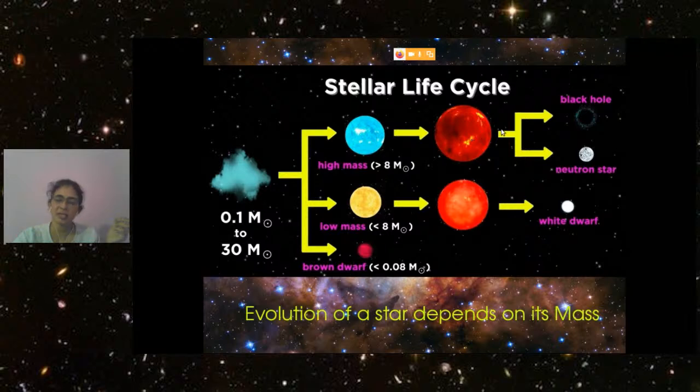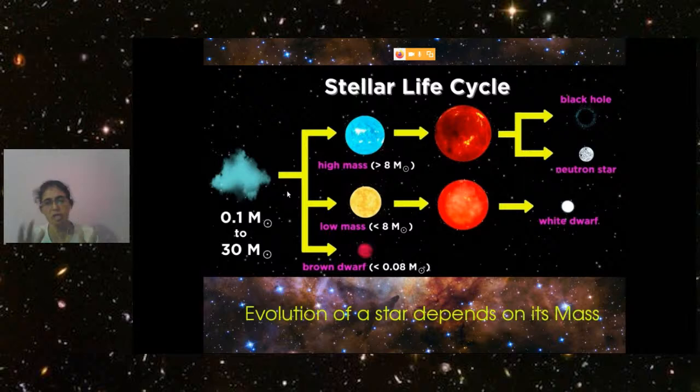And then at the later stages, at the final stages, the outer layers are expected to be thrown out in a violent explosion known as a supernova. And what will remain of the core at the center is that either it will become a neutron star, or it is expected to become a black hole. This is how the evolution of a star is expected.